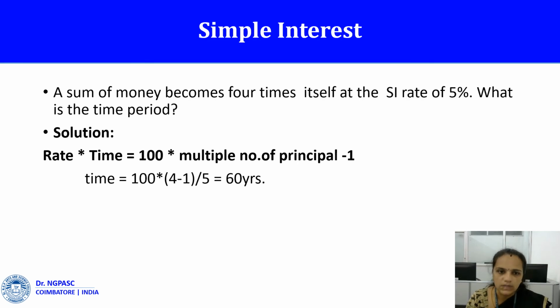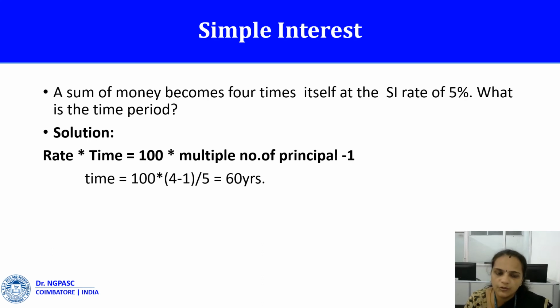Okay, next one is where the sum becomes 4 times. In the previous sum, they asked to find the rate of interest. Here they asked us to find the time period. The sum of money becomes 4 times itself at the rate of interest 5%. What is the time period?